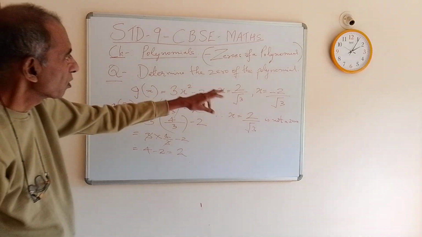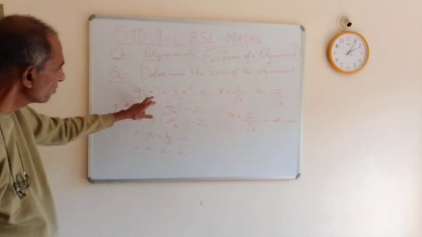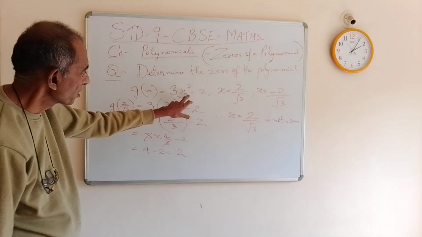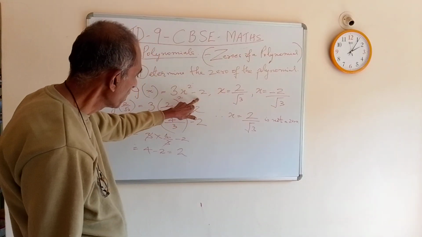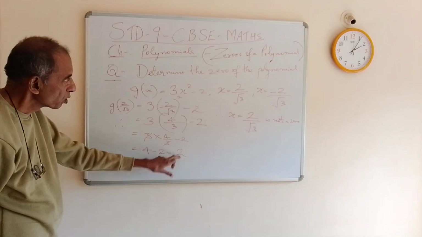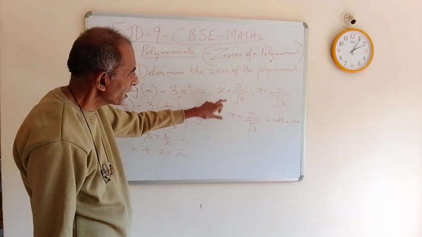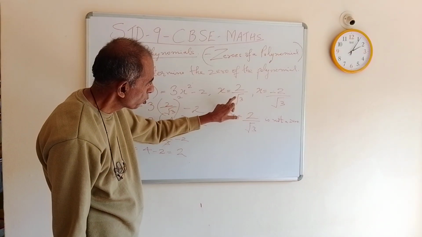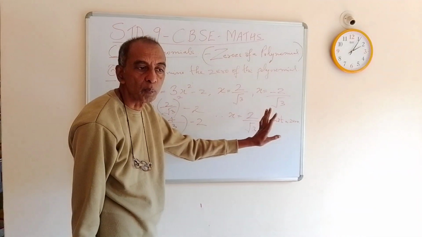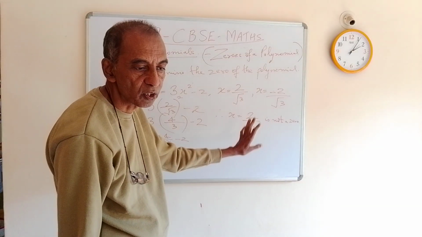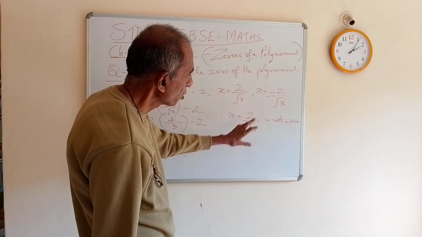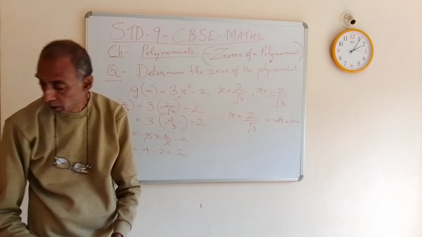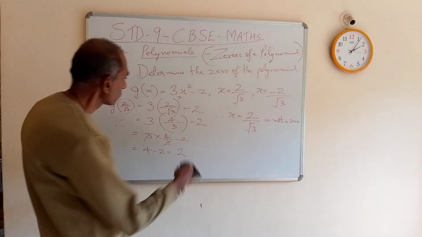So here we have determined that when we take in this expression 3x square minus 2 the value of x as 2 upon root 3, we get the answer 2. So it means that x equal to 2 upon root 3 is not a zero of the polynomial. That is the answer. It's not a zero. Then we'll try with x equal to minus 2 upon root 3. I'll rub this out.